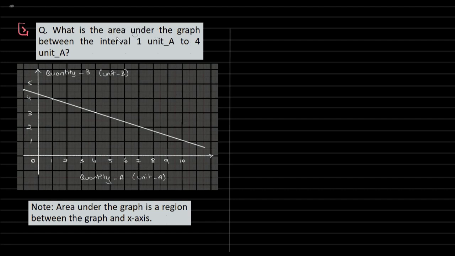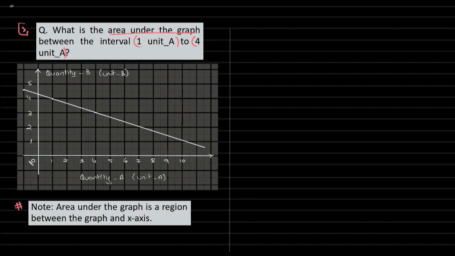What is the area under the graph between the interval 1 unit A to 4 unit A? So they're asking to find the area under the graph. So what is this area under the graph? Area under the graph is nothing but the region between the graph and the x-axis.